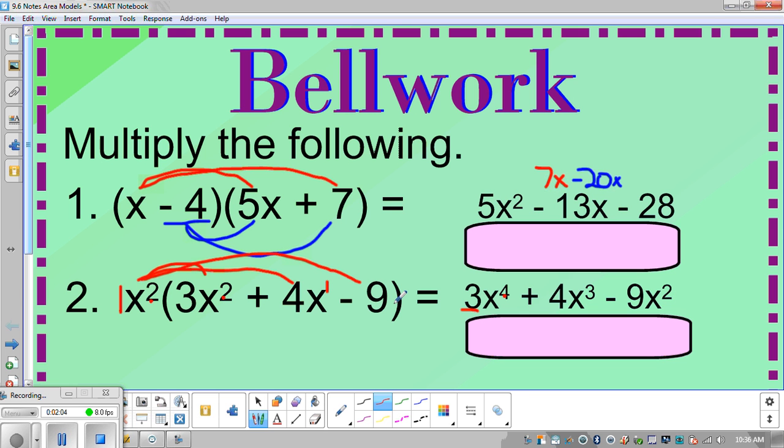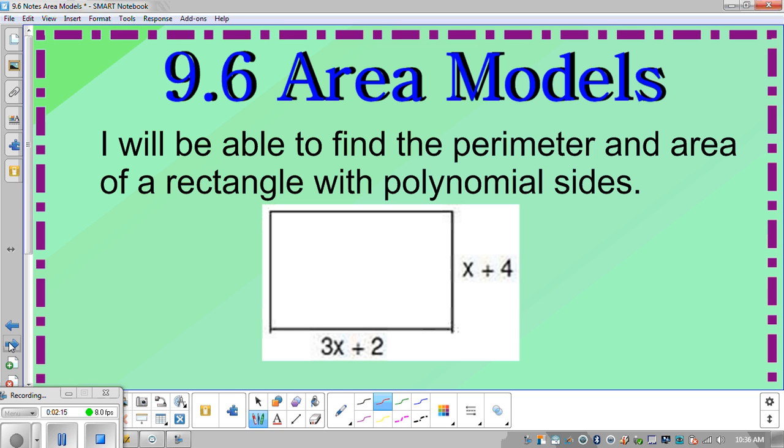Please take a moment. Make sure you have written the problems as well as the work and solutions. When you are ready, move on to the next slide to get your objective for today. Today's objective is that you are going to be able to find the perimeter and area of a rectangle with polynomial sides. If you could draw that picture in the objective, that will be one thing that I look for when I check off your notes.